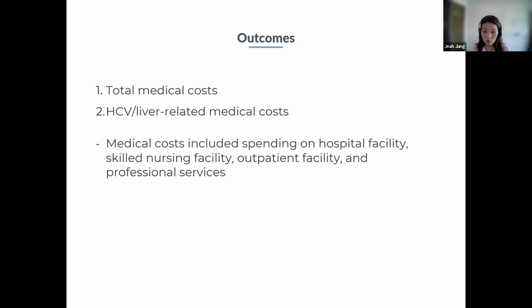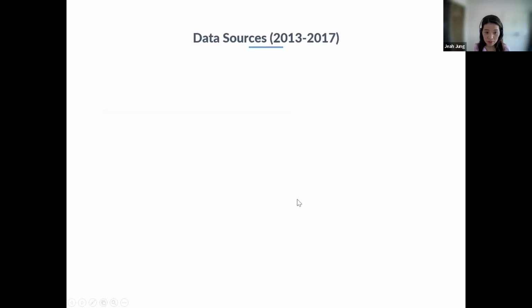Now, for our outcomes, I measured two outcomes. The first one is the total medical cost, and the second one is Hep C and liver-related medical cost. Medical cost included spending on hospital facility, inpatient, skilled nursing facility, and then outpatient facility and professional services.